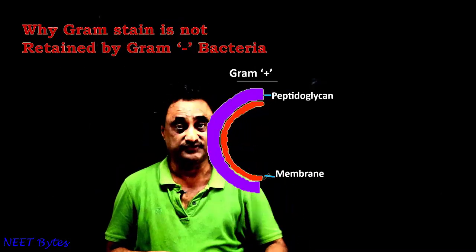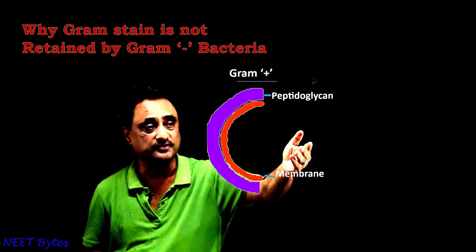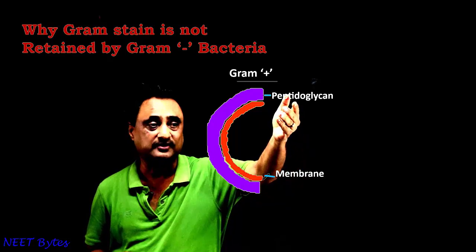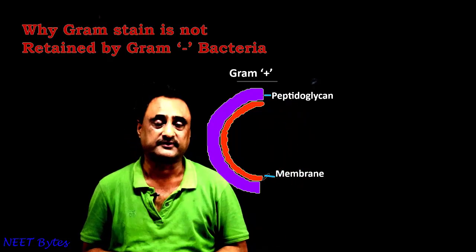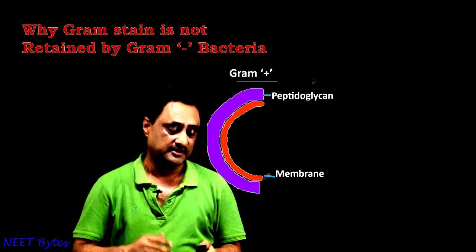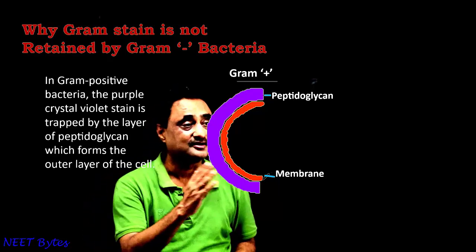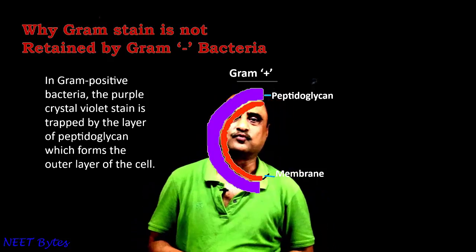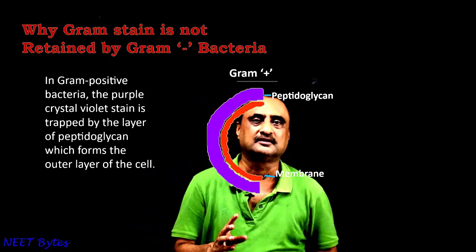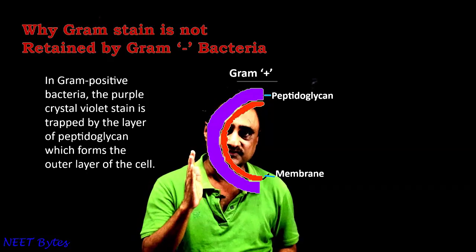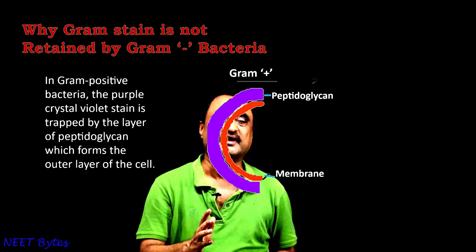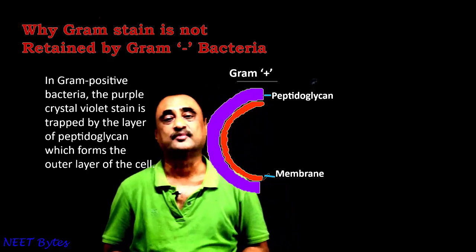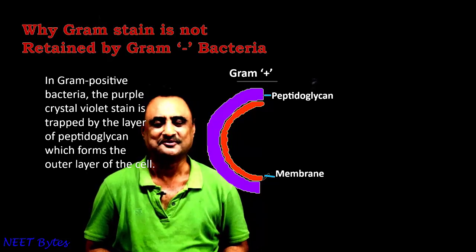On the contrary, in case of gram positive, the outer layer is peptidoglycan, and the inner layer is a membrane, right? So when we put crystal violet, it directly stains the outer peptidoglycan. So I think it is very clear why the gram stain is not retained by gram negative bacteria, but it is retained by the gram positive bacteria. Okay.